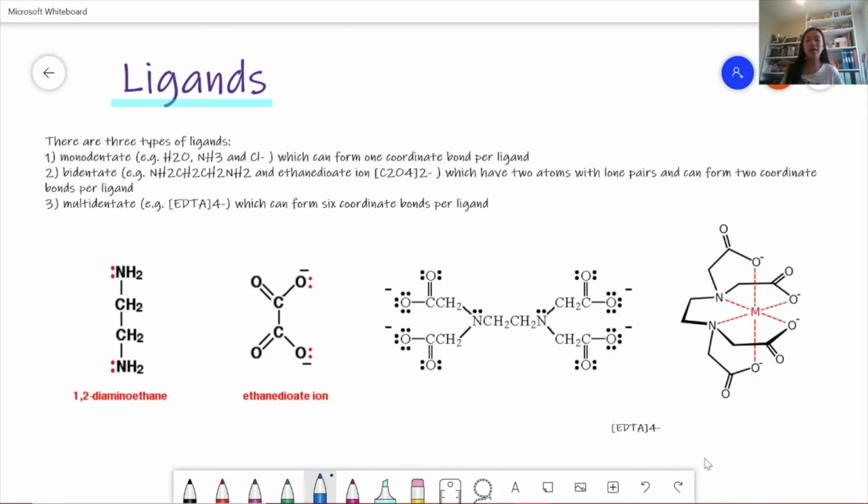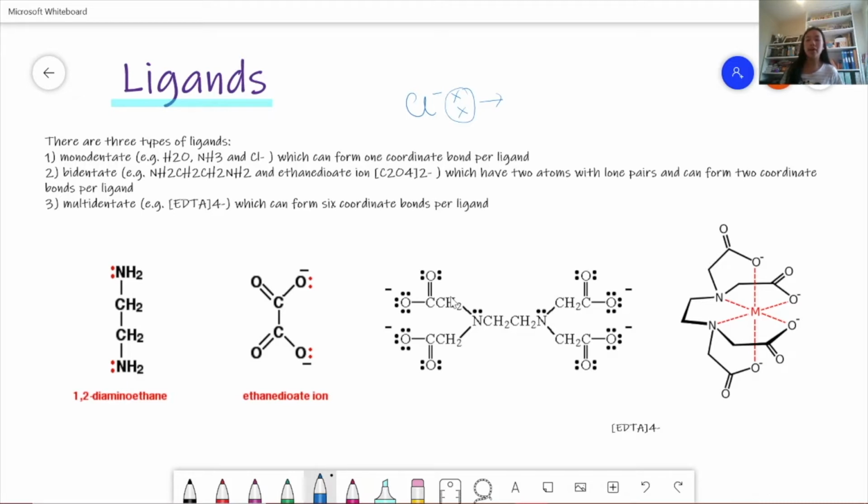Now we're going to talk about the different types of ligands that we have. So the first type is monodentate ligands, and examples of this are water, ammonia and the chloride ion, and these can only form one coordinate bond per ligand. So for example, if we had chloride, it only has these 2 electrons which it can donate to something else, and so that's why it's a monodentate ligand, because it can only form one coordinate bond because it only has one lone pair of electrons.